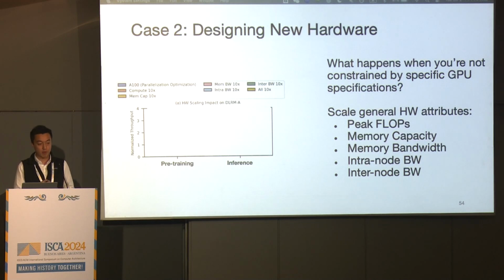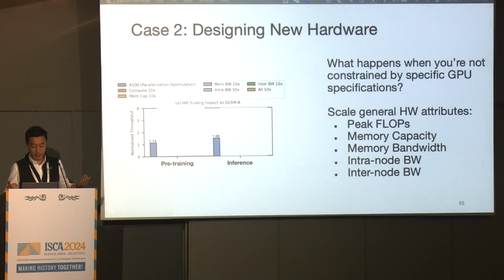The next case study that we want to look into is designing new hardware. So the question that we want to ask here is, what happens when you're not constrained by the already given GPU specifications? So we want to think about, hey, what happens if we scale compute, memory capacity, bandwidth, interconnect bandwidth at both the intranode, like NVLink, or internode levels, such as scaling up InfiniBand and so forth.